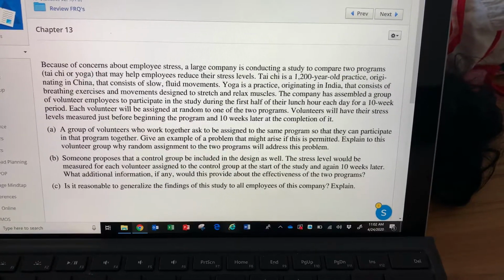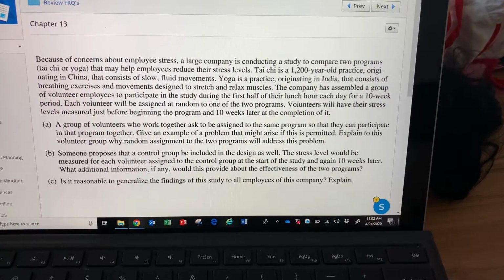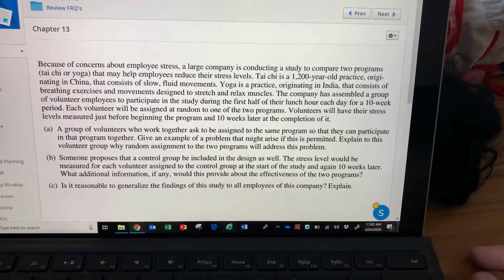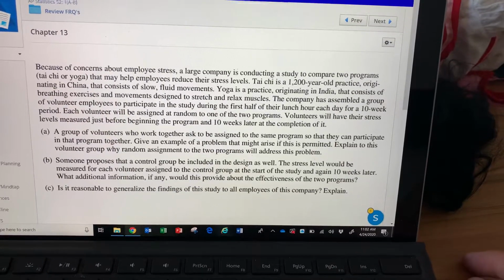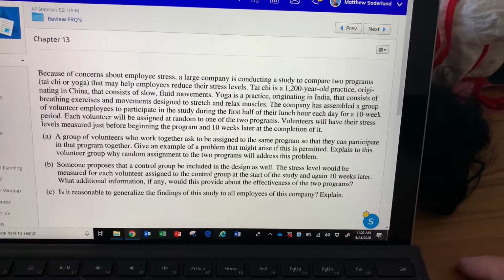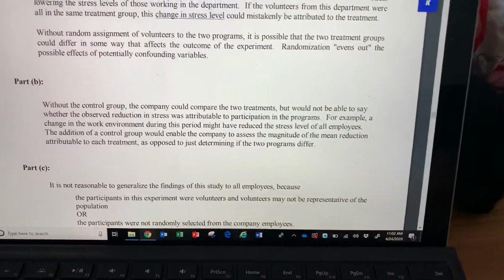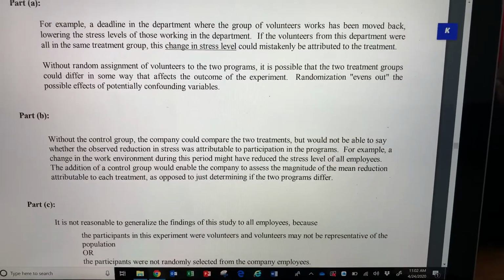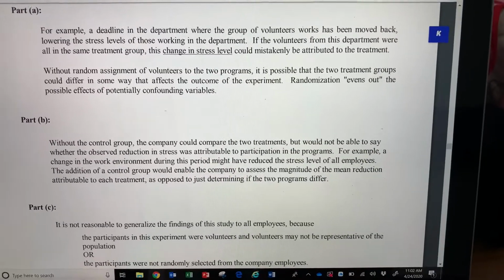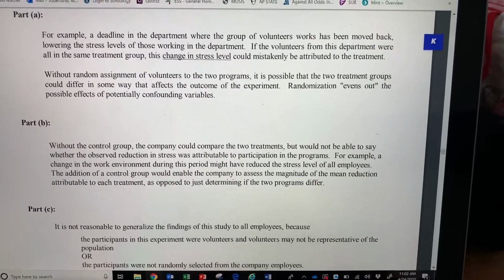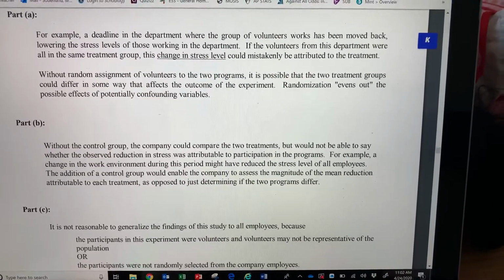And again, the problem there is we have to randomly assign treatments. We can't let people pick their treatments. And then it says to explain to this volunteer group why random assignment of the two programs will be addressed. So the answer is right here, and they're just giving an example. You could come up with a different example, but it says a deadline of the department where the group of volunteers work has been moved, lowering the stress level for those working in that department.